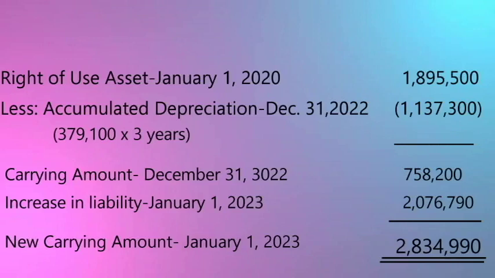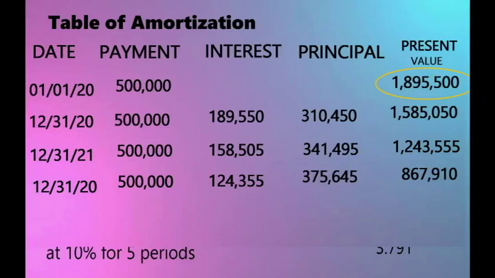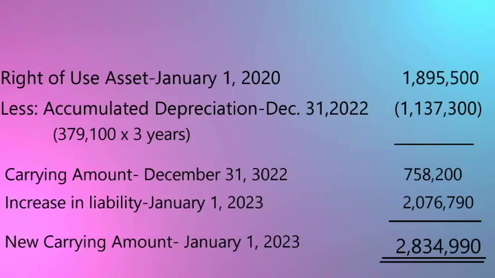So, ngayon, kukunin natin yung bagong carrying amount as of January 1, 2023. So, take note na magkaiba yung present value at yung carrying amount. Kasi, yung carrying amount, yun yung ginagamit sa depreciation, while yung present value, yun yung ginagamit sa table of amortization. So, para makuha natin yung new carrying amount, kailangan nating i-less yung right of use asset nung January 1, 2020. So, yung right of use asset, yun yung na-compute natin gamit yung data before remeasurement, which is 1,895,500. Tapos, ilaless natin yung accumulated depreciation nung December 31, 2022.